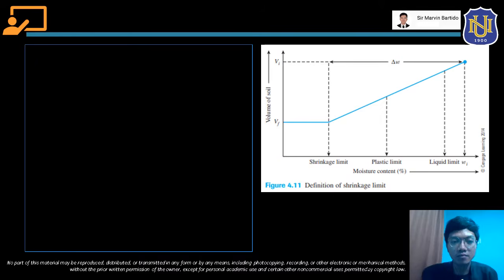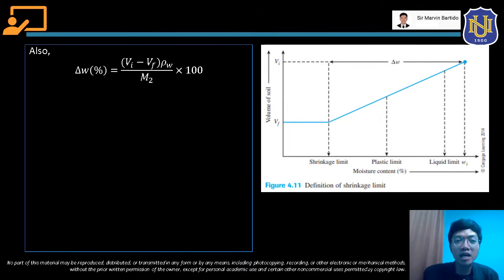Okay, now for the delta W, we can compute this using this formula. Delta W is equal to V sub I minus V sub F, quantity, times rho sub W over M sub 2 times 100. Take note that our delta W is the difference between our initial moisture content, which is W sub I, and our shrinkage limit. So it is the difference of the two.